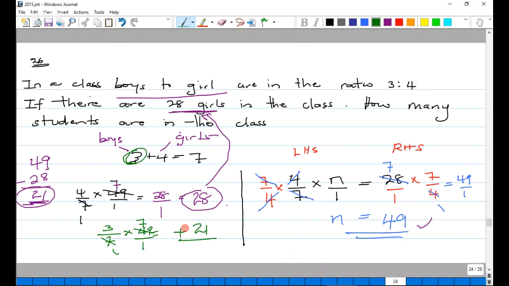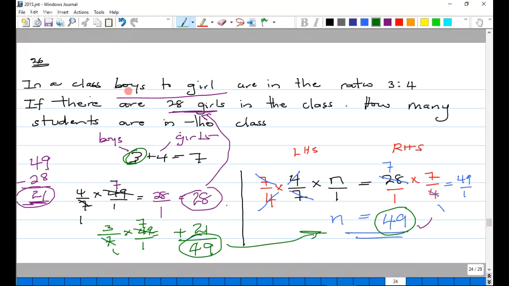If we add the number of girls and the number of boys, we should get the total number of 49 students. So 1 and 8 would be 9, and 2 and 2 would be 4. So we're getting back the same under there. Clear? Yes, sir. Let's go with this again.